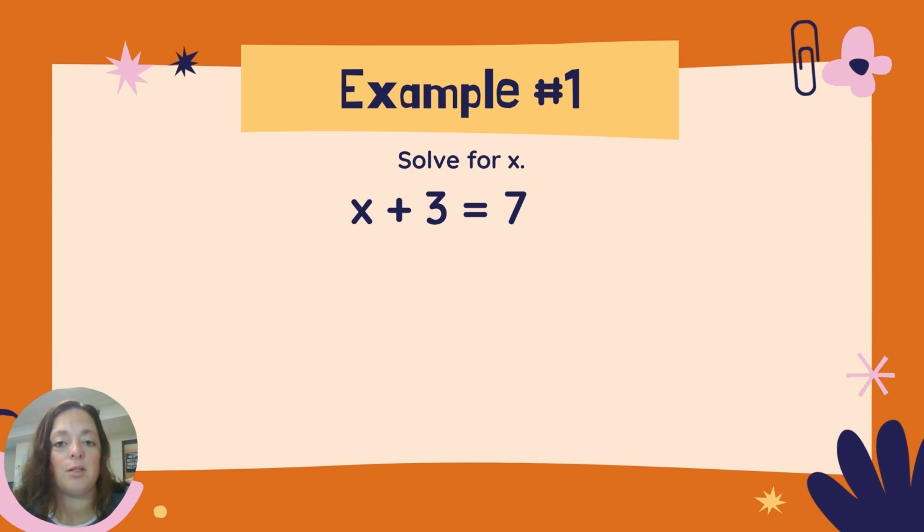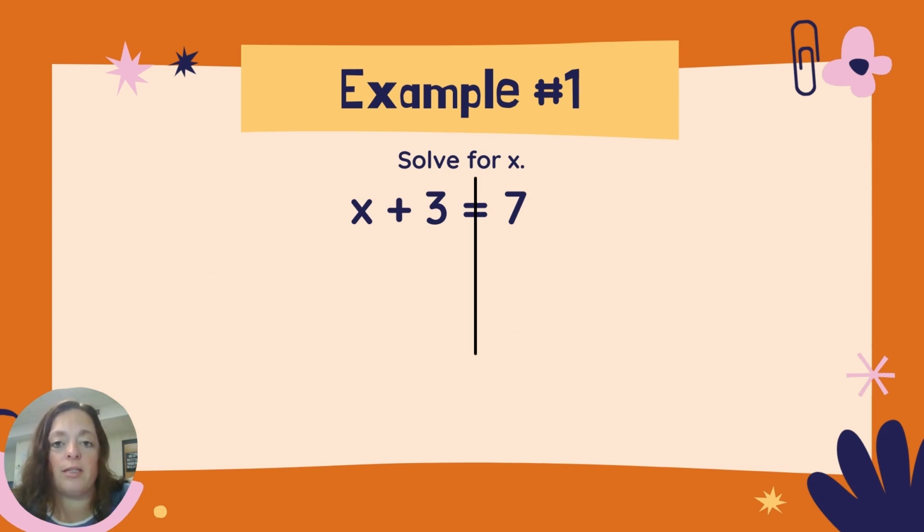Example 1, x plus 3 equals 7. The first thing we're going to do, which isn't completely necessary, but it's helpful, is to draw a line down the middle of the equal sign so that we can see where the two sides of the equation are. Then we want to look for the variable. The variable usually looks like a letter. In this case, it's x.